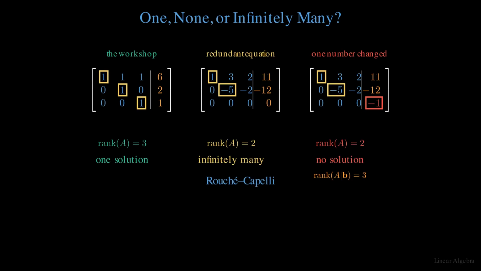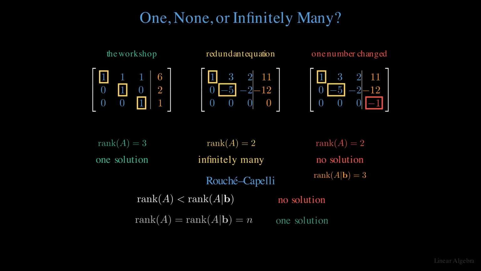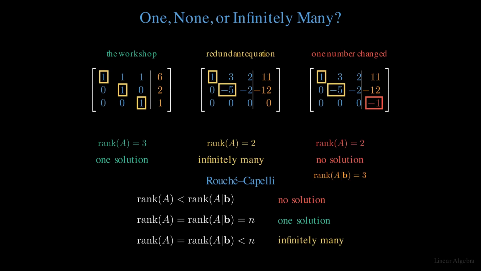With these names, the Rouché-Capelli theorem almost states itself. If the rank of A is smaller than the rank of A bar B, there is a contradiction, no solution. If the two ranks are equal, and equal to n, every unknown is pinned down, exactly one solution. And if they are equal, but smaller than n, some unknowns stay free, infinitely many. So the augmented matrix tells the whole story.